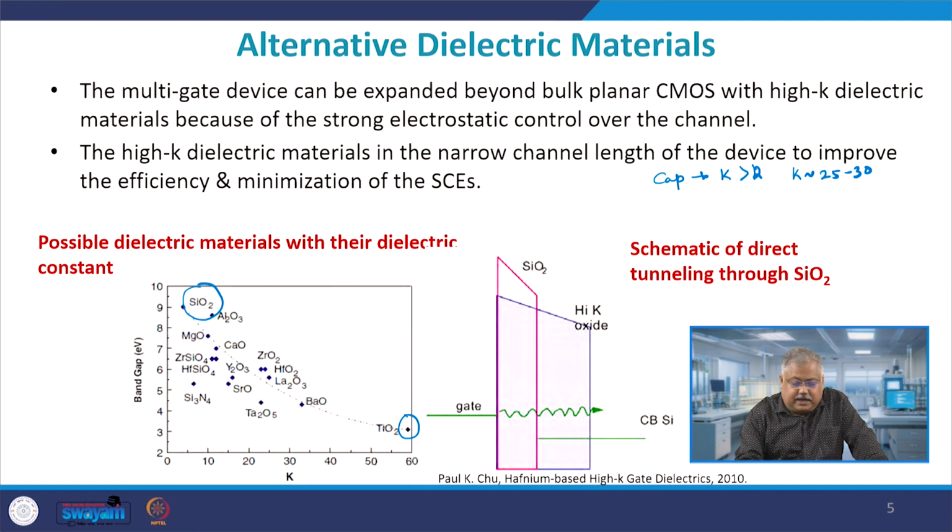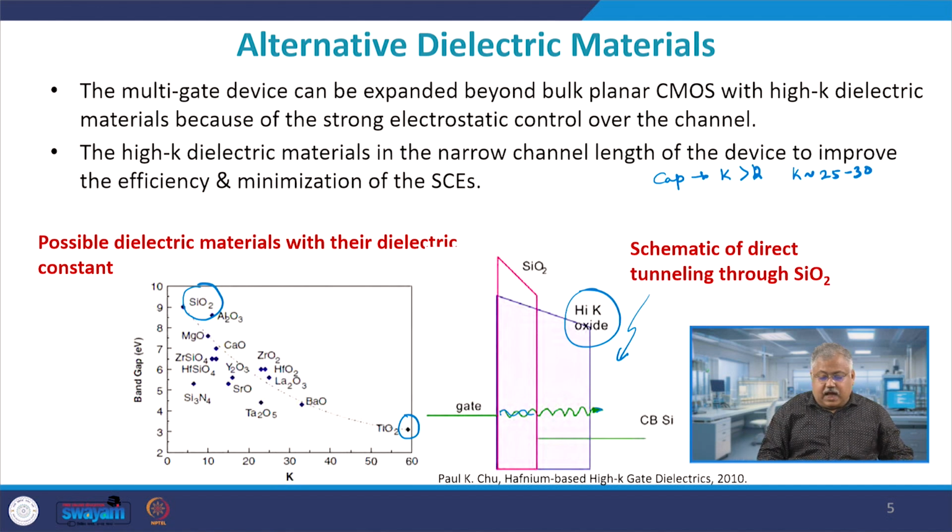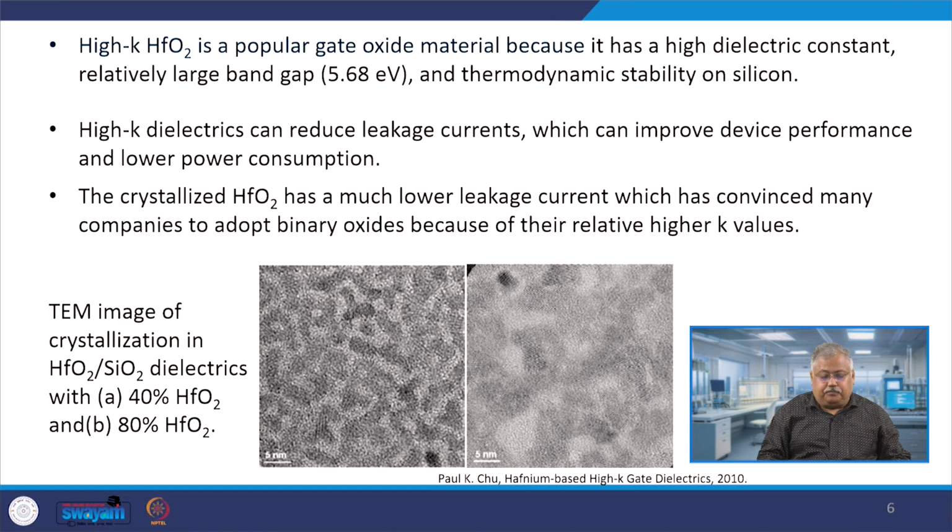Now, the schematic of direct tunneling through silicon dioxide can be seen in this figure here. So, I have this silicon dioxide and I have this high K oxide being inserted into it, and through the gate there is a direct tunneling of the electron, and it goes from a region of high concentration to a region of low concentration. As a result, the I off or off current becomes relatively larger, and that is the reason we have direct tunneling through the silicon dioxide.